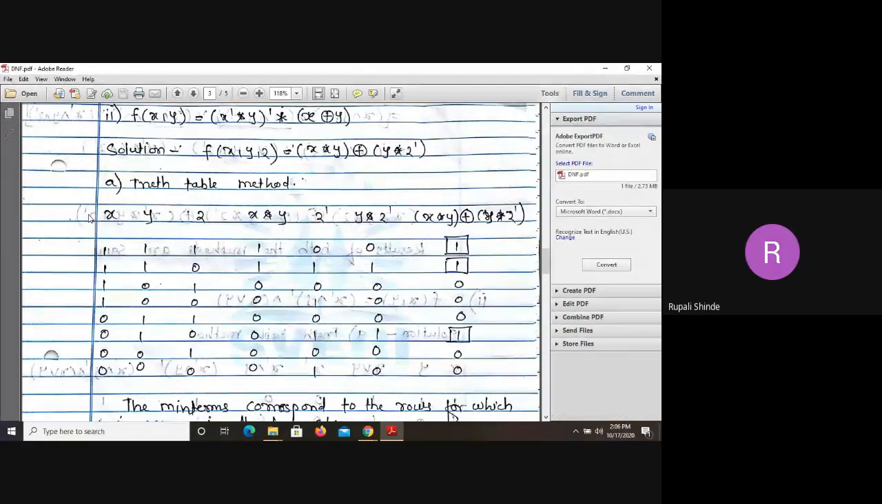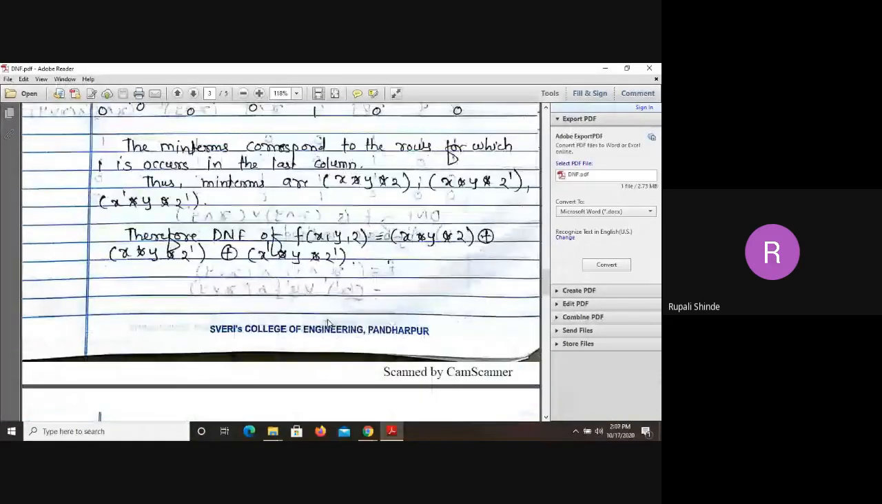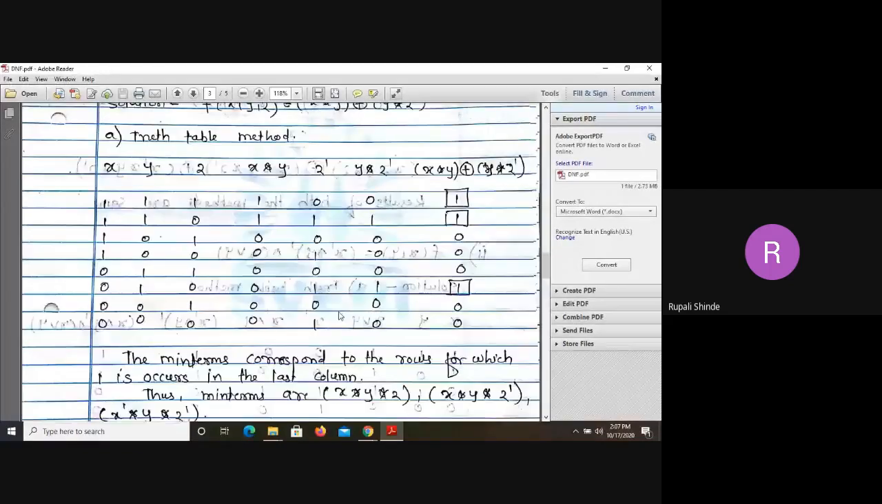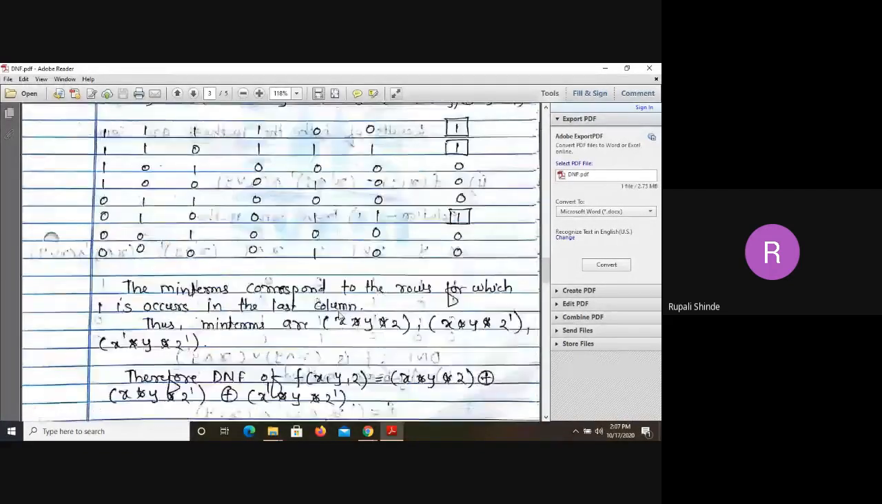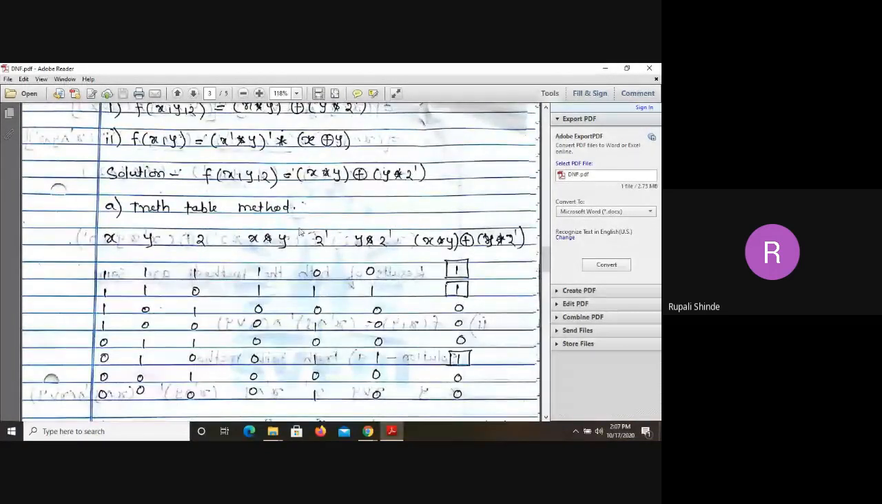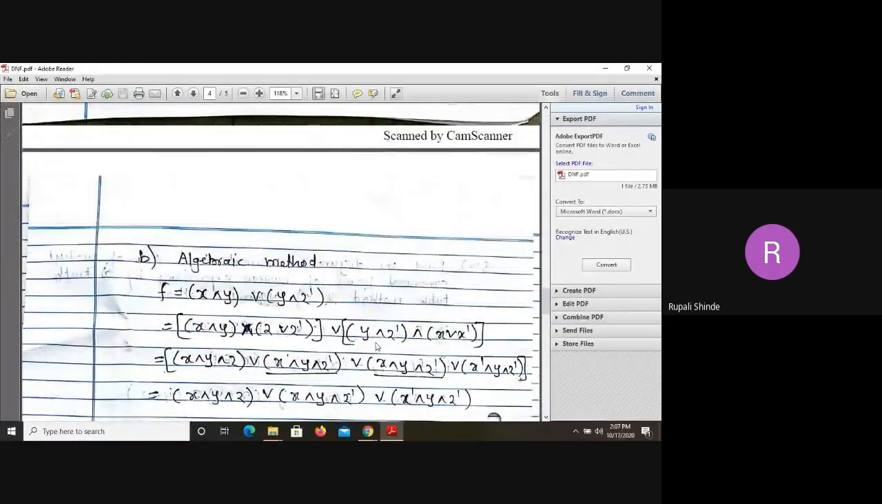Yes, ma'am. Okay. Now this is the first method. Now we have to solve it by the second method, that is the algebraic method. Algebraic means what? Without taking help of a truth table. Okay. So here again this star operation is similar to AND operation, and this XOR operation is similar to OR operation. You can consider any of these notations. So here I have taken AND and OR.